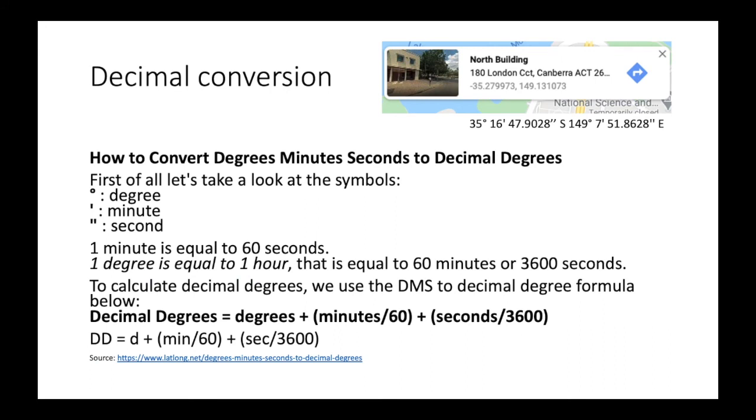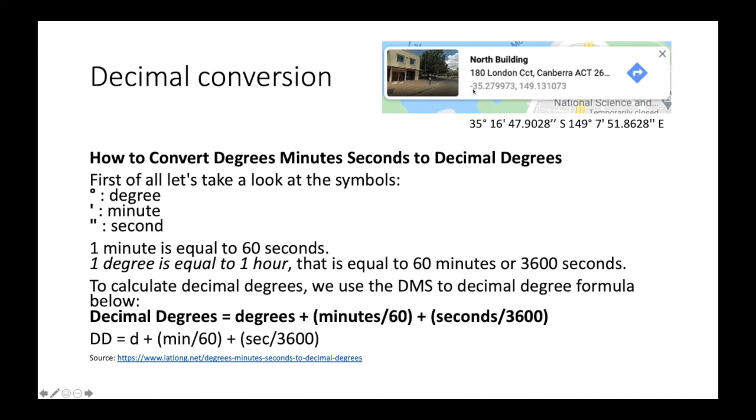All right, now, because maths exists, Google doesn't use, and a lot of apps don't use degrees, minutes and seconds. They use decimal. So what they do is they run through a conversion. And the reason why I'm telling you this is because when you're looking up the GPS coordinates of a place, then you need to understand what it is that you're looking at.